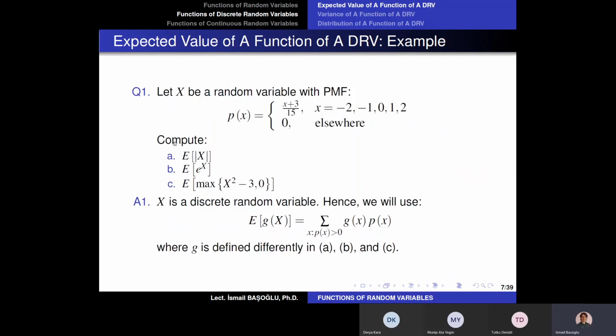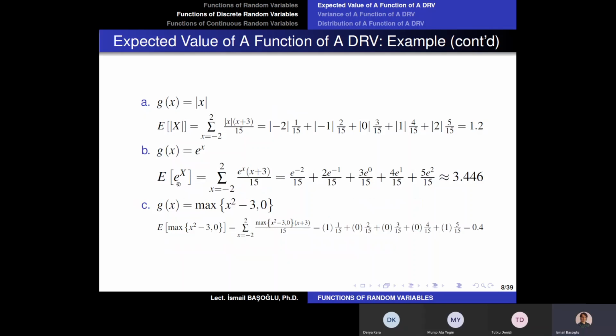Now coming to the second part, it asks, what is the expected value of e to the power x? Again, a function of a random variable, an exponential function of a random variable, right? So how do we compute the expected value of e to the power x? Again, for all possible values that this random variable can take, I am going to calculate e to the power x and multiply this with the respective probability mass value of (x plus 3) over 15. So in this case, e to the power -2 times 1 over 15 for the first value -2, I would get 2 over 15 times e to the power -1 for the -1 value. For the 0 value, I would get 3 over 15 times e to the power 0. And for the other values, again, I would calculate like that. And the expected value of e to the power x will be equal to 3.446.